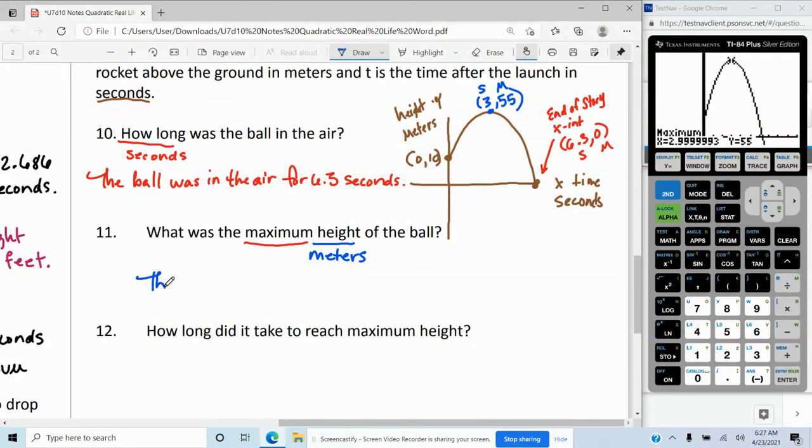The maximum height of the ball was 55. Let me erase that. I don't want people to think negative. 55 meters in the air.